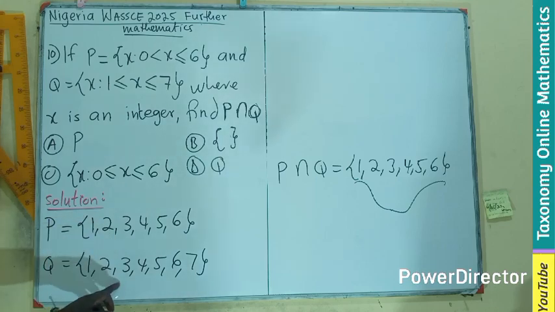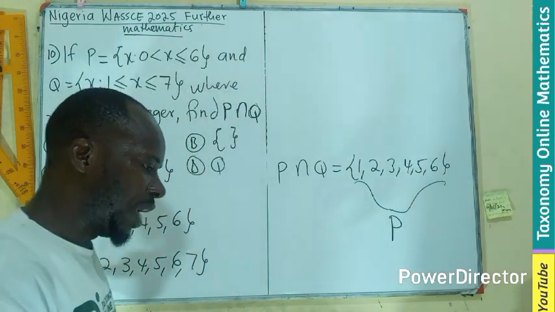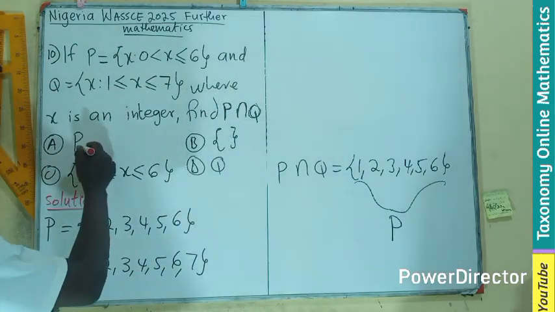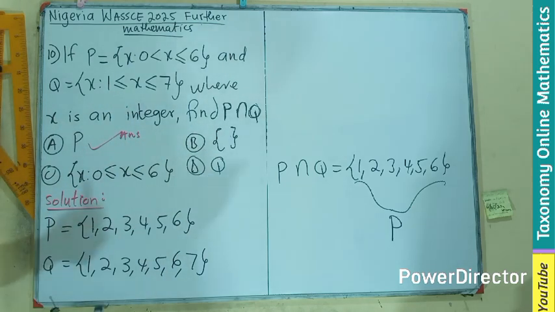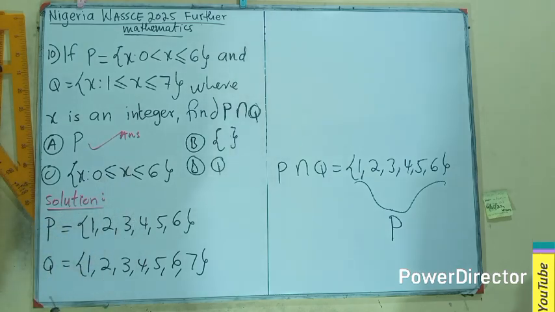So this is a subset of this. So this is going to be the set P. So in picking the options, where the first option is P, this is the appropriate answer to pick. This is an empty set, which is not true. And from 0 to 6 is also not true.